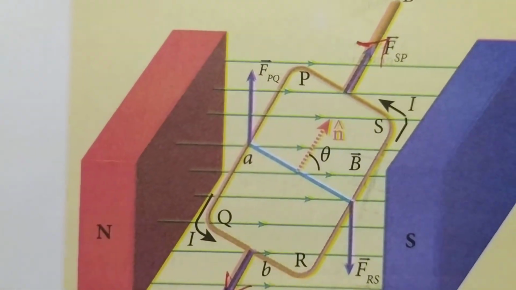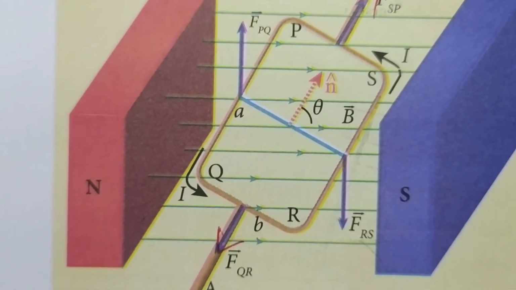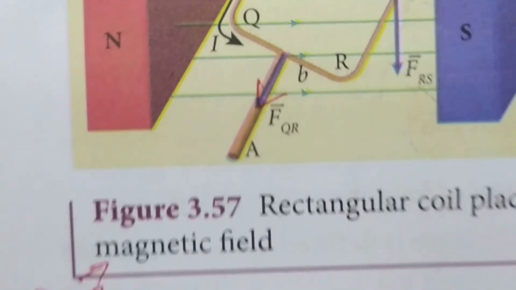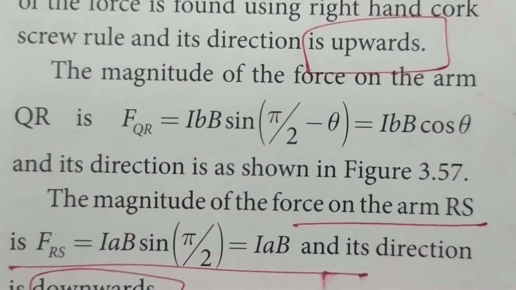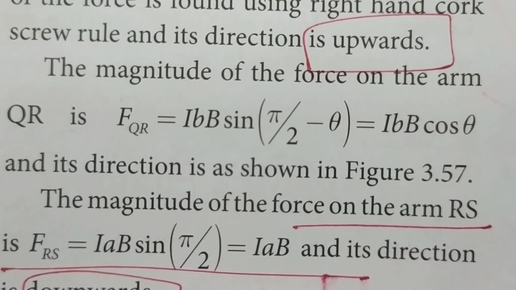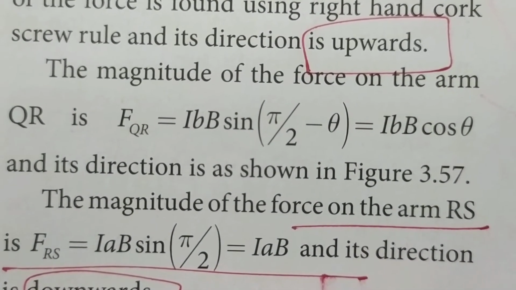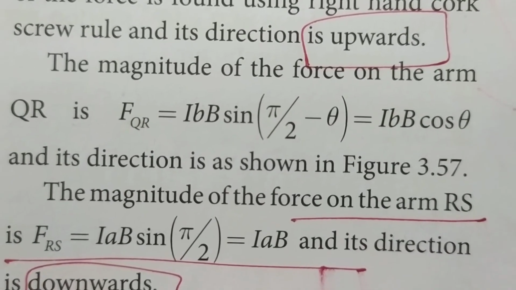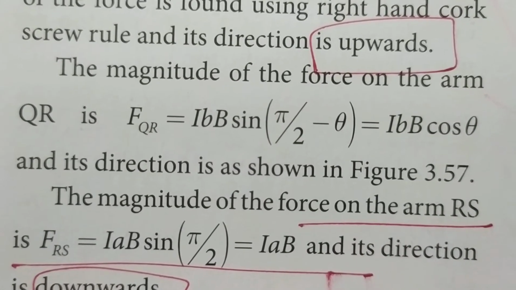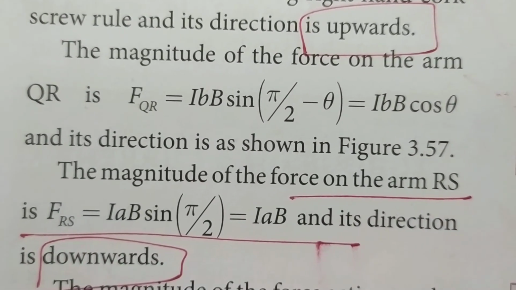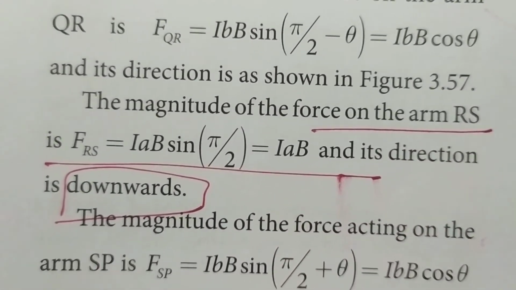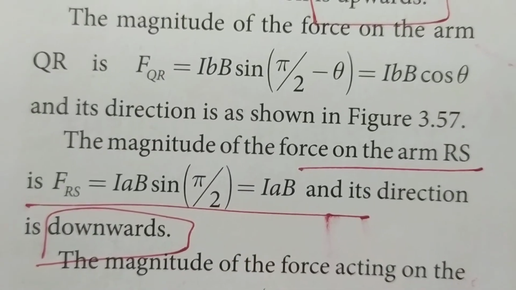So in this diagram, the arm PQ will move upwards. Next you take the arm QR, which is shown in this diagram, and for this QR, the F QR is given by I b B. The small b is the breadth of the coil, and here the angle is pi by 2 minus theta, because the direction of QR with the magnetic induction becomes pi by 2 minus theta, so that will become I b B cos theta, and so the magnitude of this is B I b cos theta.